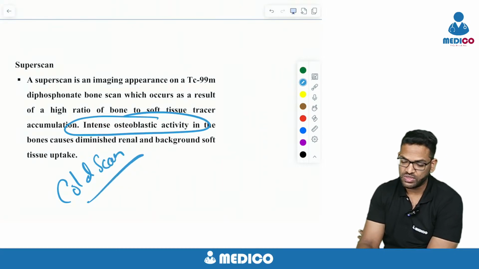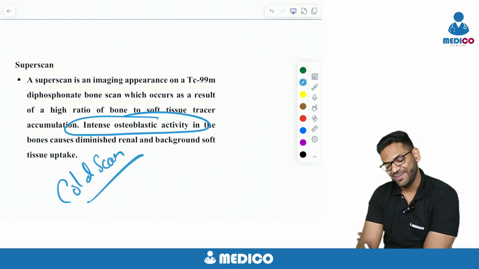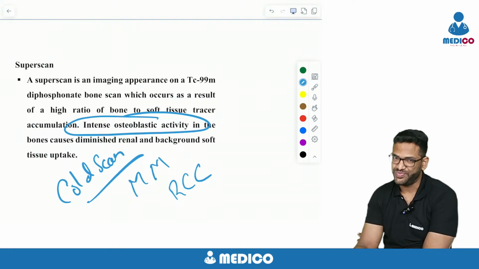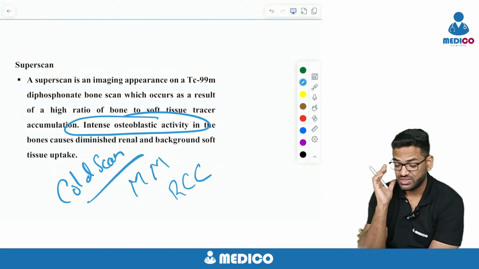A nice blue color is seen for cold scan here. So multiple myeloma, sometimes even RCC metastasis, this can happen, right? So keep this in your mind.